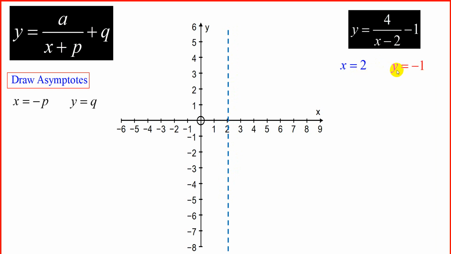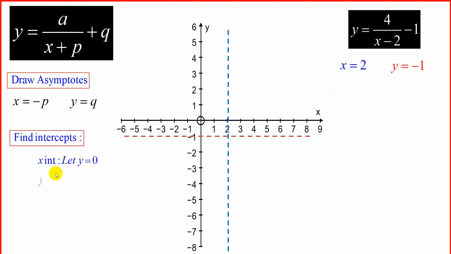Our horizontal asymptote is represented by y equals the q value, which is minus 1. We're going to draw y equals minus 1, a horizontal asymptote passing through minus 1 on the y-axis. So we have our asymptotes. Next, we're going to find the intercepts. And a reminder: for the x-intercept, let y be 0; for the y-intercept, let x be 0.